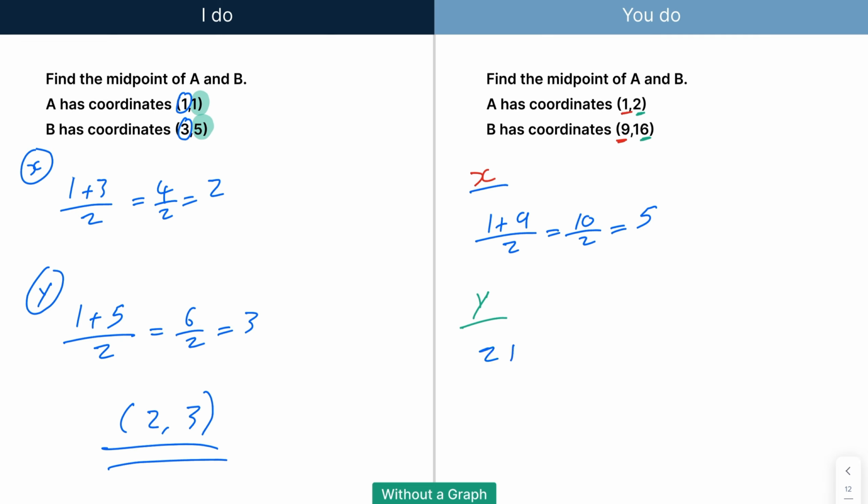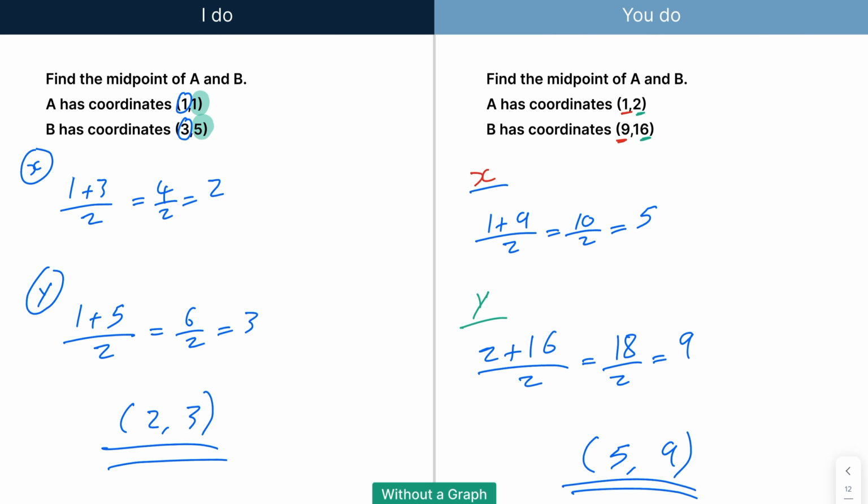So that's going to be 2 plus 16, divide that by 2. 18 divided by 2, which is 9. And the final answer, so the coordinates of the midpoint are 5, 9.